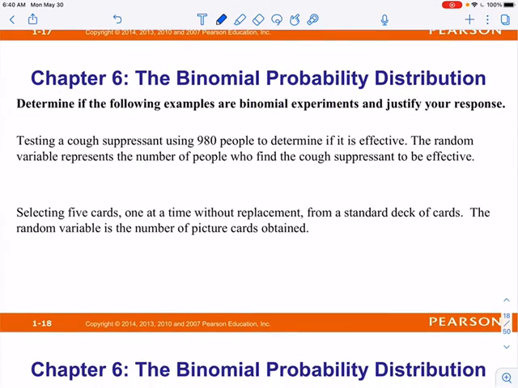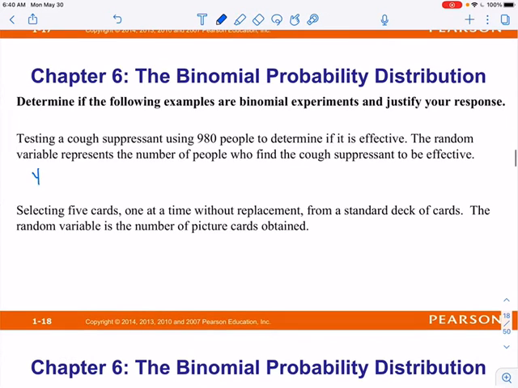Again, same type of question here. So the next question is testing a cough suppressant using 980 people to determine if it is effective. The random variable represents the number of people who find the cough suppressant to be effective. So this is another one that is a binomial experiment.